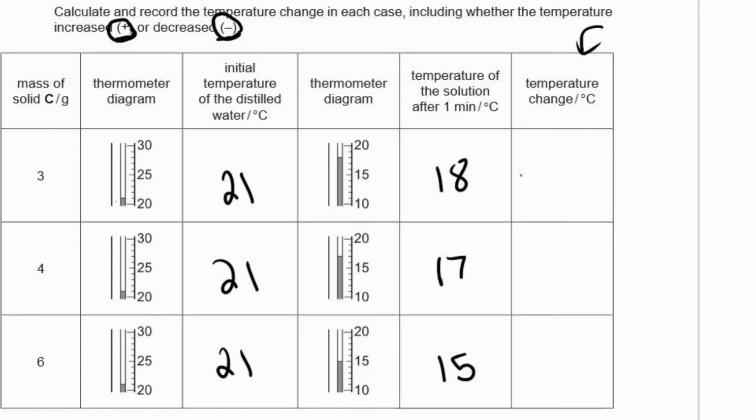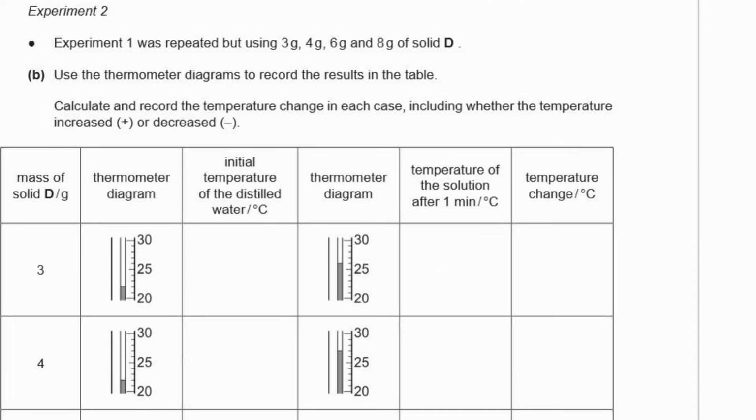And now is the part where there's your complicated calculation. Final temperature minus initial temperature, 18 minus 21, that is minus 3 degrees Celsius. And 17 minus 21, that is minus 4 degrees Celsius. And 15 minus 21, that is minus 6 degrees Celsius. There we go. That's an easy 2 marks, if you can just follow a simple direction of putting the minus in front and read the thermometer.